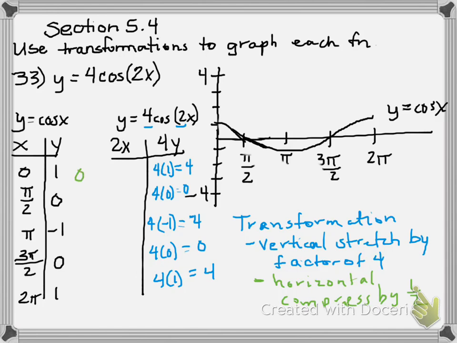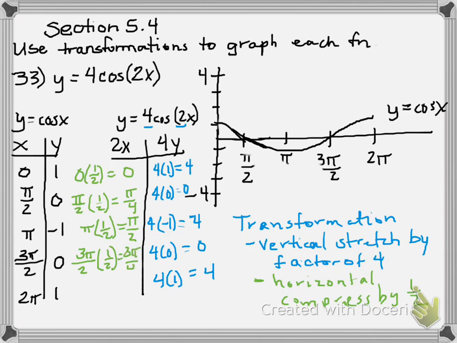So 0 times 1/2 is 0. Pi over 2 times 1/2 is pi over 4. The next one, pi times 1/2 is pi over 2. The next one, 3 pi over 2 times 1/2 is 3 pi over 4. And the last one, 2 pi times 1/2 equals pi. So this time my period is between 0 and pi. So it's going to stop right here.